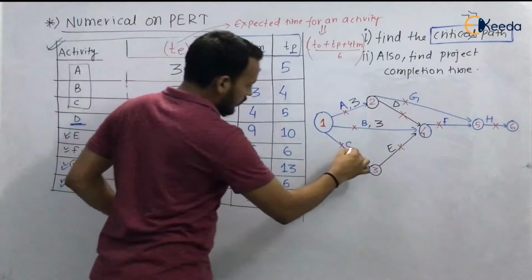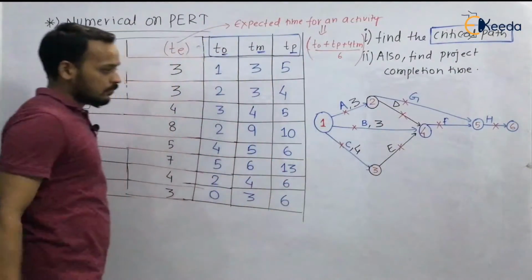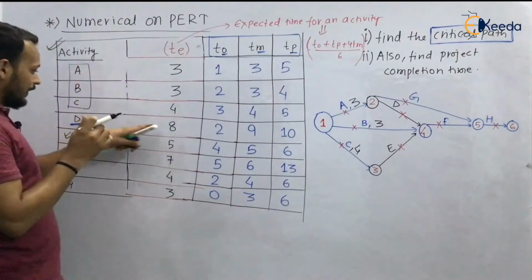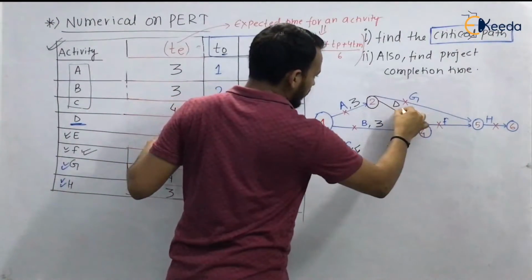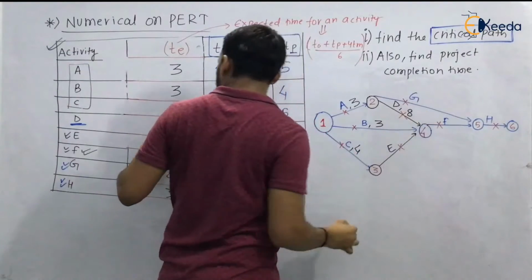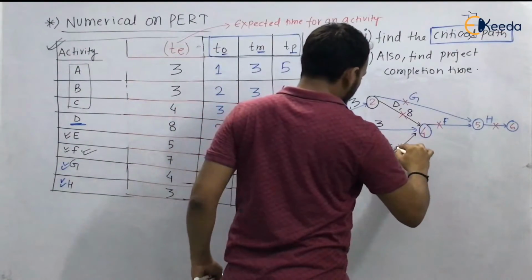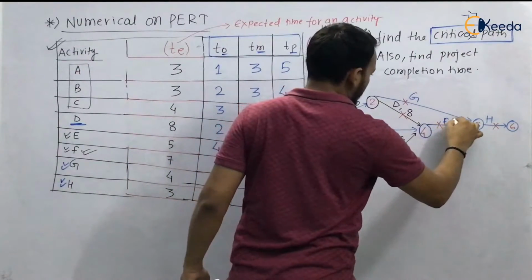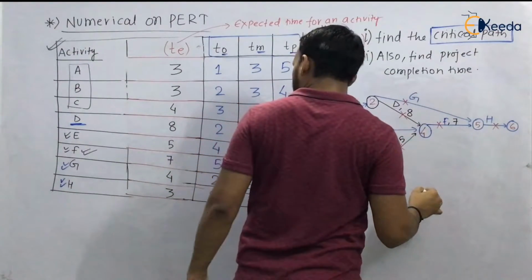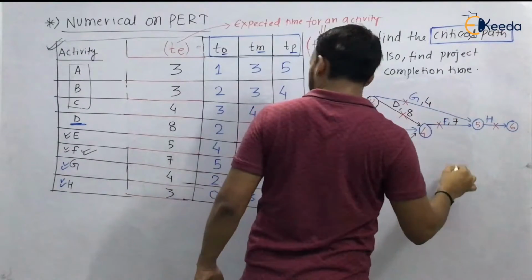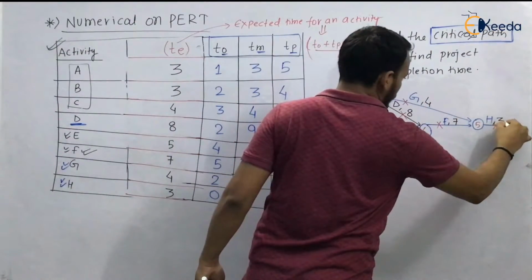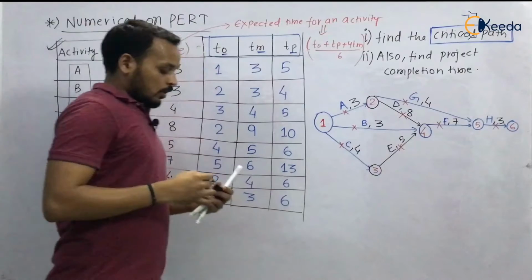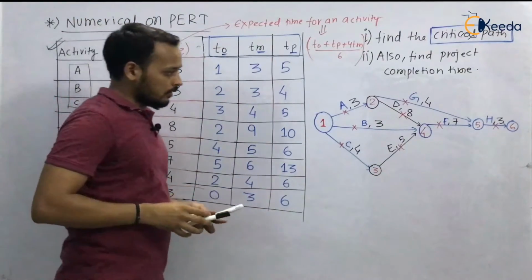For C it is 4 days, so write 4. For D it is 8. For E it is 5. For F it is 7. For G it is 4. And for H it is 3. So you have to now find the critical path.